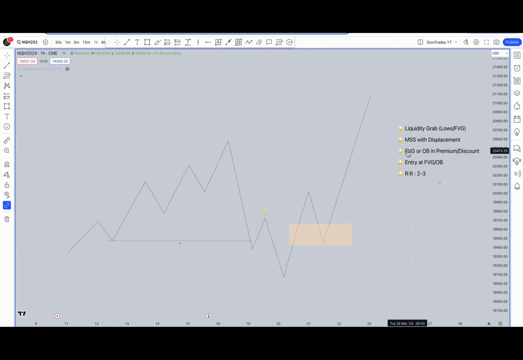Really important here, the fair value gap or order block should be in premium or discount. If you're not sure what premium discount is, I will leave a link to the video in the description. It's basically you do a flip from the low to the high, and if you do it on a long, it should be in discount in the bottom 50% and vice versa for a short setup. So here the price comes to discount of the range inside of the fair value gap, so you're good to go.